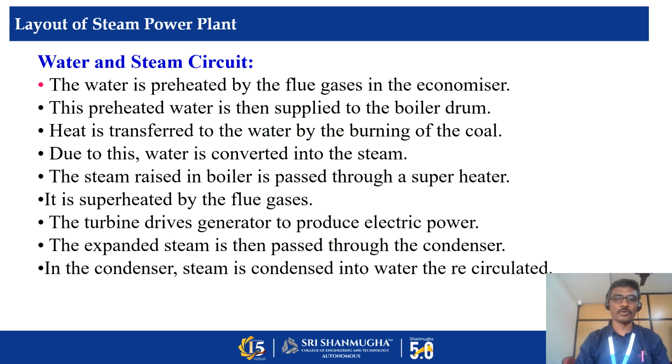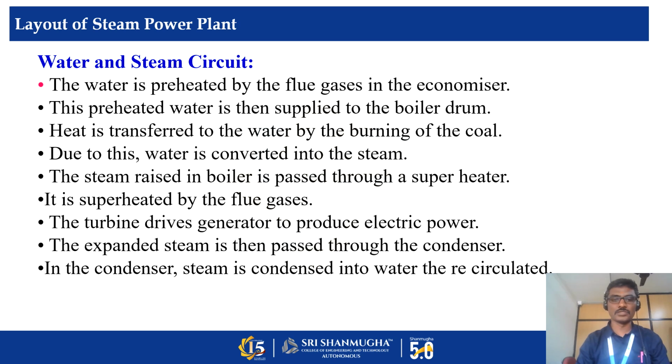Then layout of steam power plant. Next will be the water and steam circuit. Water is converted into steam. Before that, what processes are carried out on the water? The water is preheated by the flue gas in the economizer. The preheated water is then supplied to the boiler drum. Then heat is transferred to the water by the burning of the coal. Due to this, the water is converted into steam. The steam raised in the boiler is passed through a superheater, where it is converted into superheated steam. It is superheated by the flue gas.